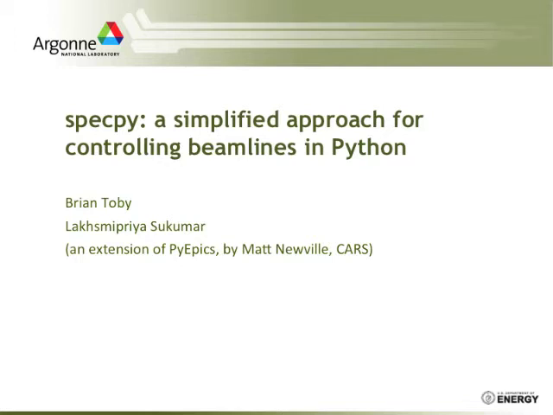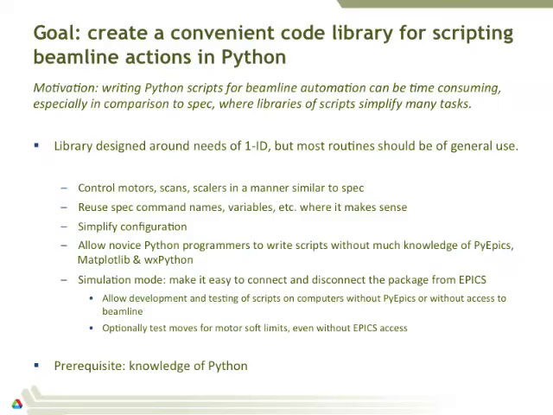But one of the things that looked like it was going to be an issue was they're already working heavily in spec. They know spec. I wouldn't say they love spec, but they need to. How do we lower the transition barrier, the activation barrier to getting started with beamline scripting in Python? So the goal was to try to write something that would sit on top of what Matt Newville has done, and you heard about 2 days ago with PyEpics, and make it easier for people who know spec and are used to that sort of paradigm to start scripting in Python.